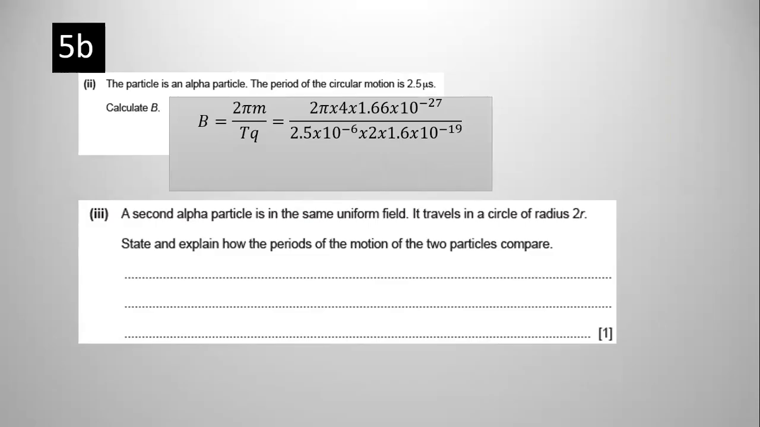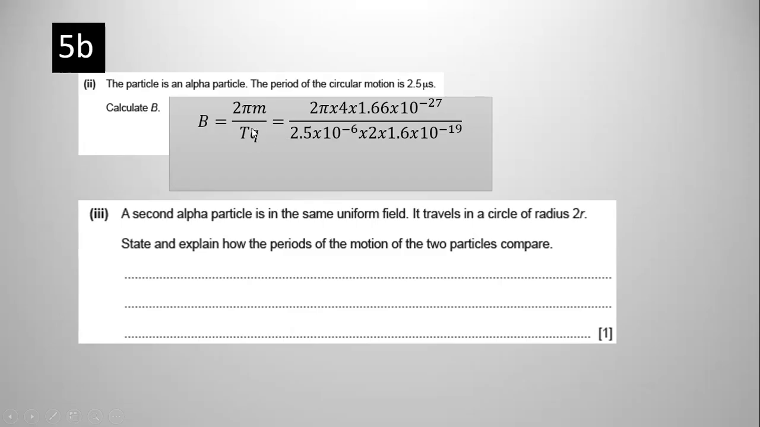Right? T equals 2 pi m over Bq. Alpha has 4 nucleons, and then take the atomic mass unit. One atomic mass unit is 1.66 times 10 to the power minus 27 kilogram. Right? 4 nucleons, 4 atomic mass units. So that's the mass, and the period is given.